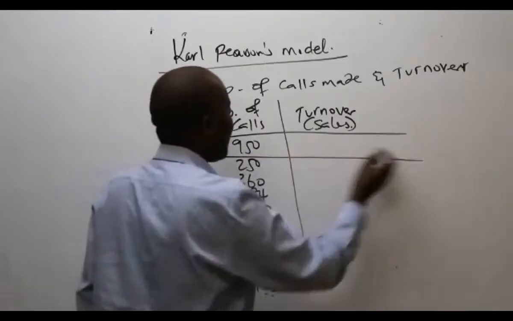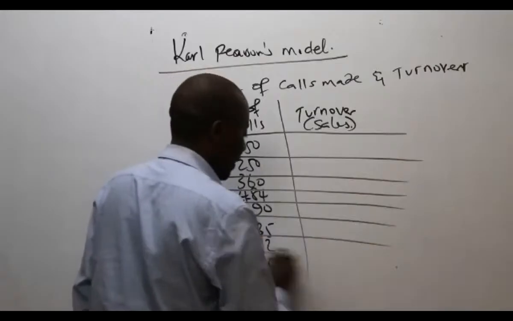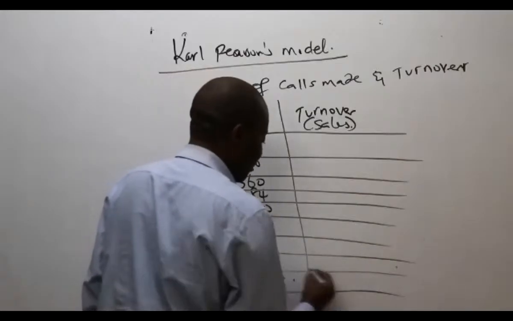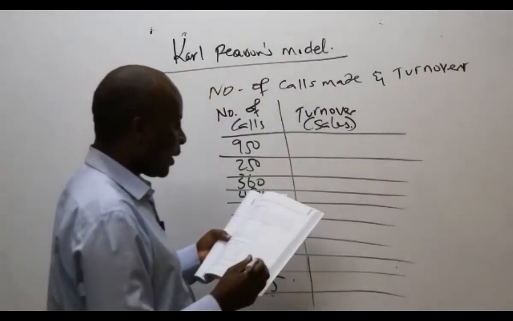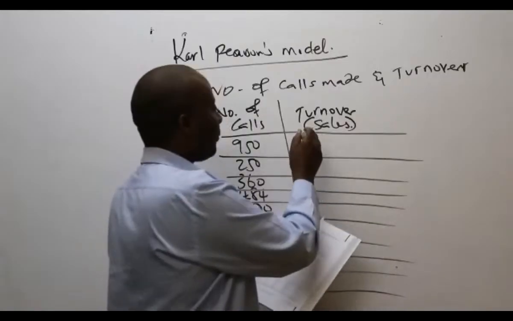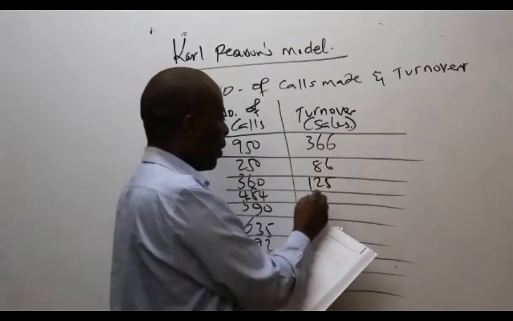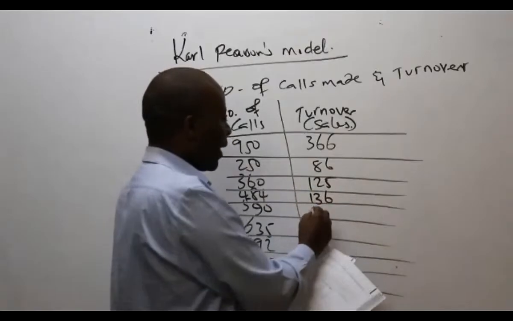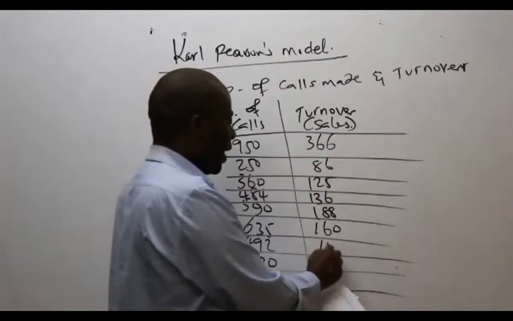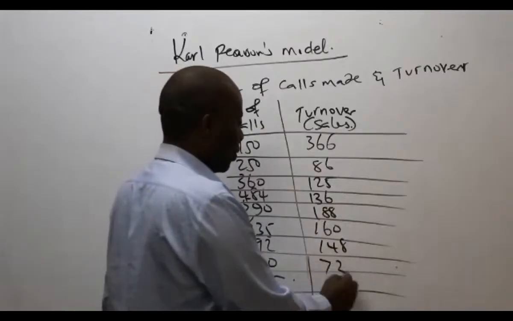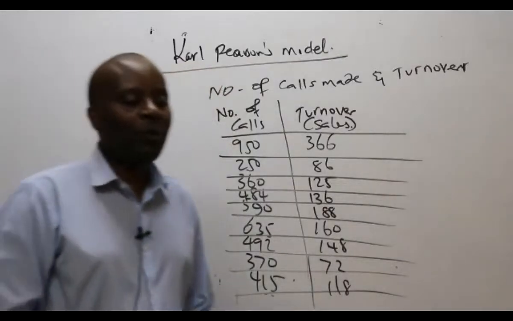So, ladies and gentlemen, if that is the case, this is what we need to do very first. You know, QA is the best paper in CPA. So the first turnover they have given me is 366. We have 86, we have 125, we have 136, we have 188, we have 160, we have 148, we have 72, and then we have 118. So please, first of all, we must copy up to there.